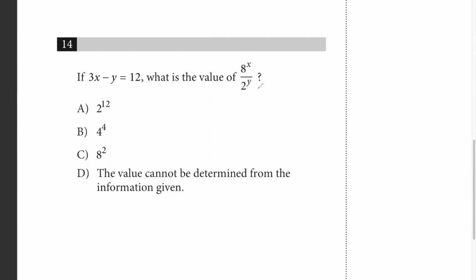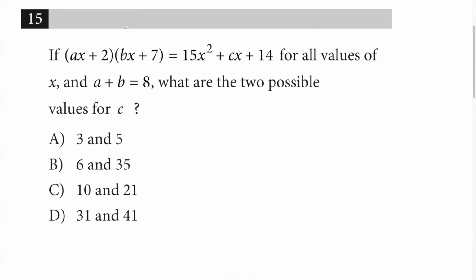Here the easiest way to solve this question is just to simplify it. A is 2 cubed raised to x, and here we have 2^y, which is 2 raised to 3x divided by 2 raised to y. And as you see, if the bases are the same, we just need to subtract the exponents, 3x minus y. You see, we got 3x minus y here, and the value of 3x minus y is 12. We just need to substitute it. 2 raised to 12 is our answer, A.